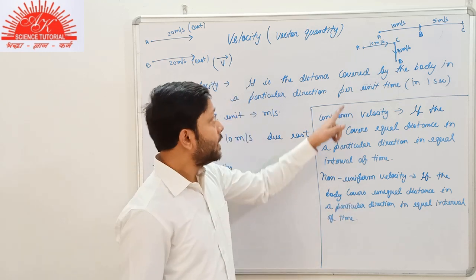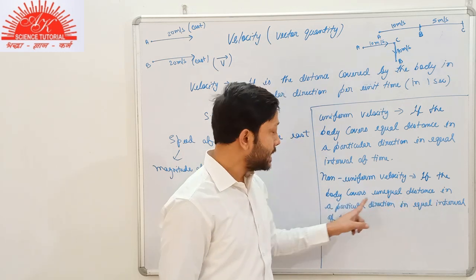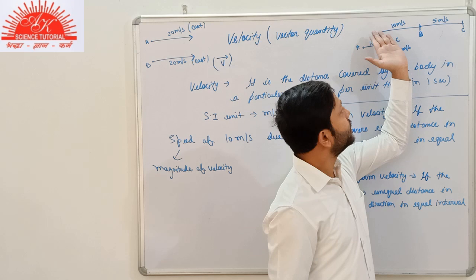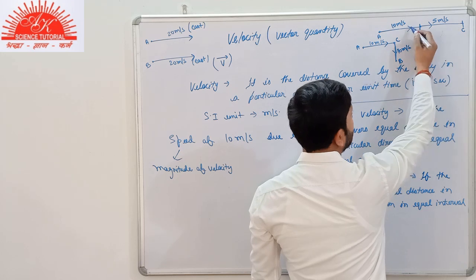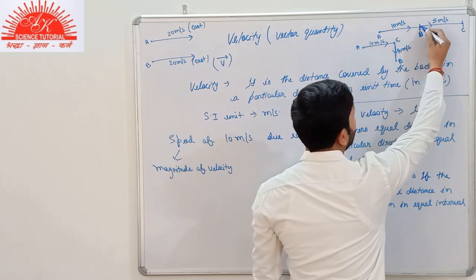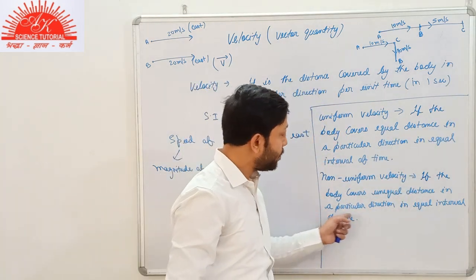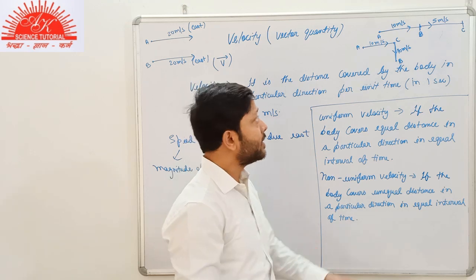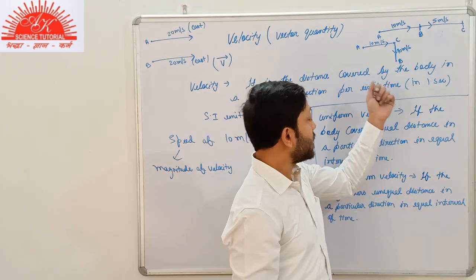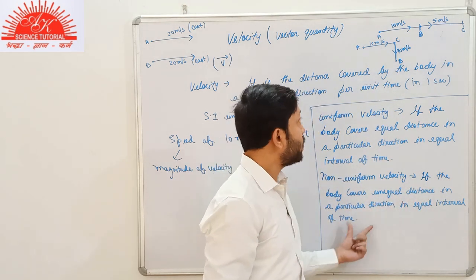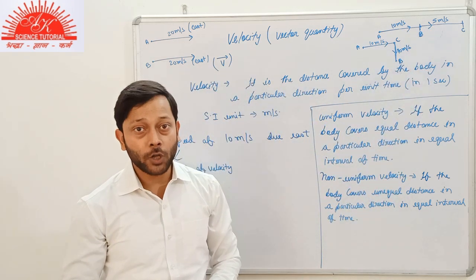So what do we conclude here? Look at the example. If the body covers unequal distance in a particular direction, as I told you in this example, the body covers the distance along this direction. While it was moving from A to B or from B to C, the direction hasn't changed. The body is moving in a particular direction. But what has changed here? The magnitude of velocity has changed. So if the body covers unequal distance in equal interval of time, but the direction was the same, then the body is said to be moving with non-uniform velocity.